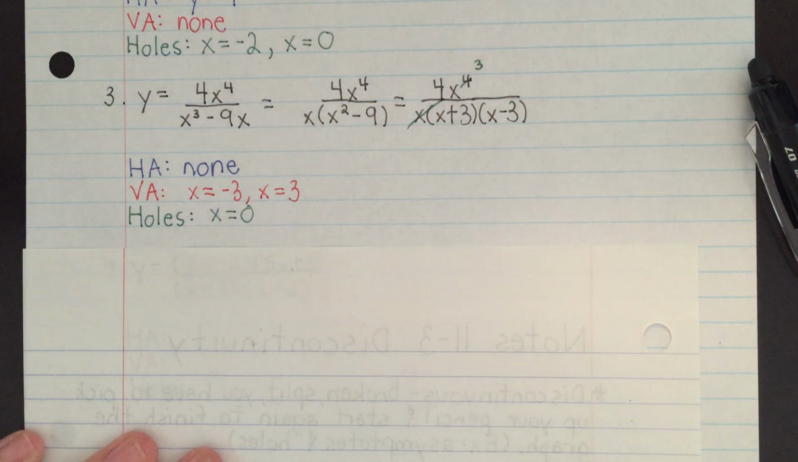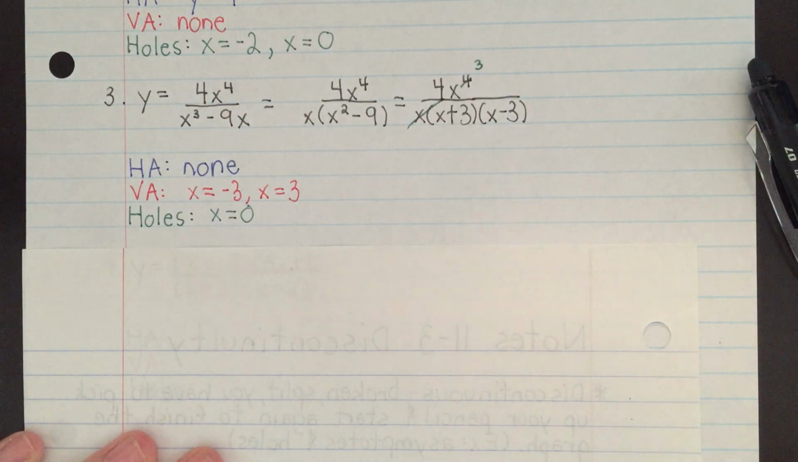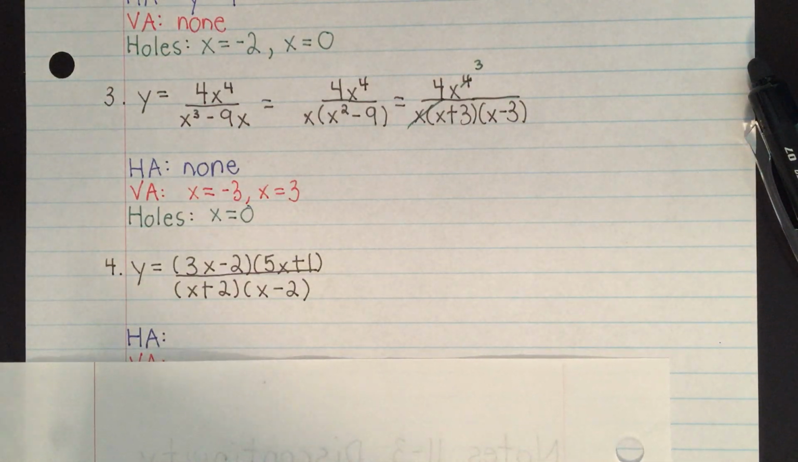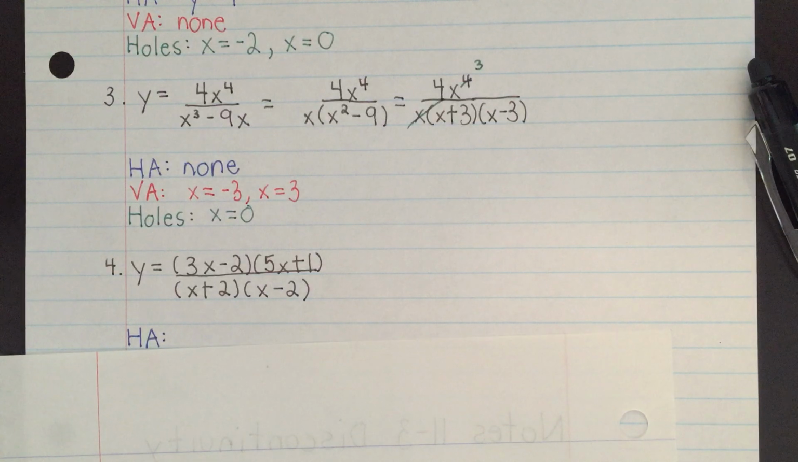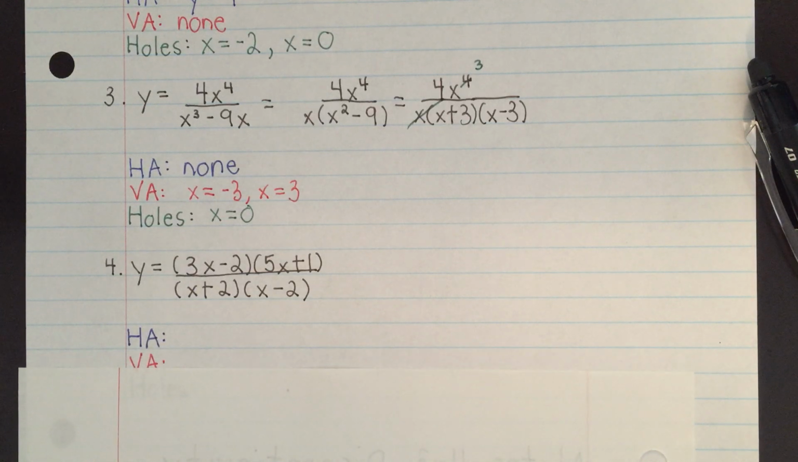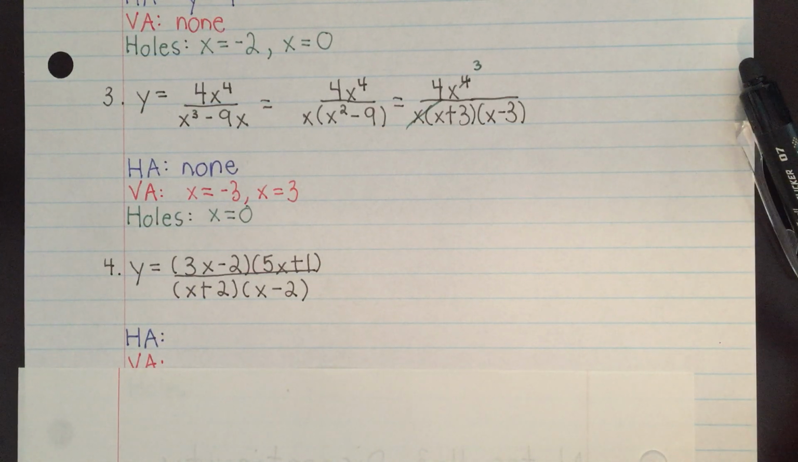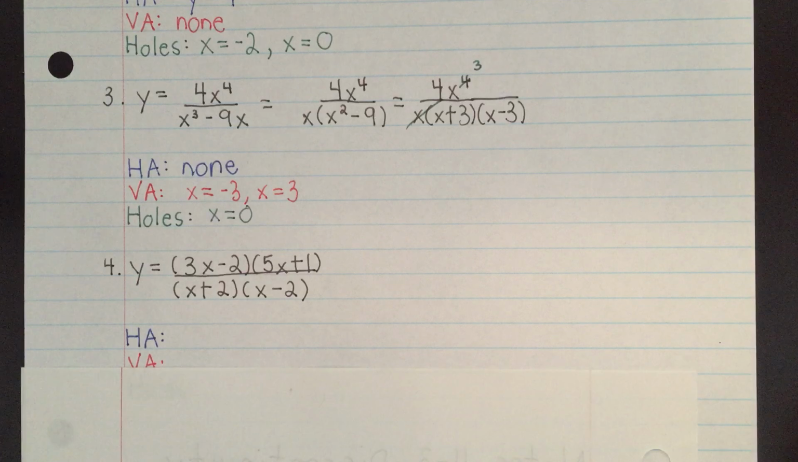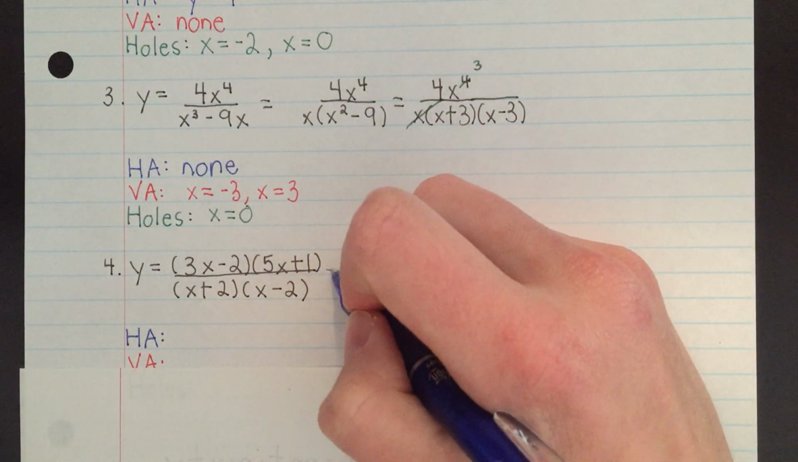I love it. All right, so moving on to example number 4. Sometimes you'll see a problem that's given to you in a prefactored form. So to find horizontal asymptotes, you kind of have to go backwards. Even though you're like, oh, I don't want to have to do this, you kind of do.